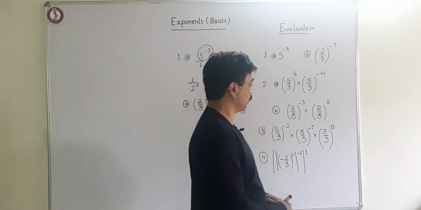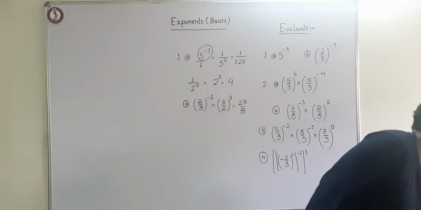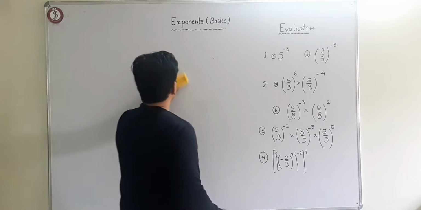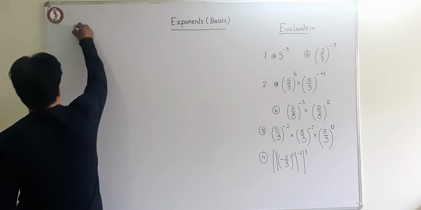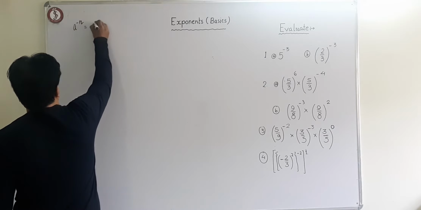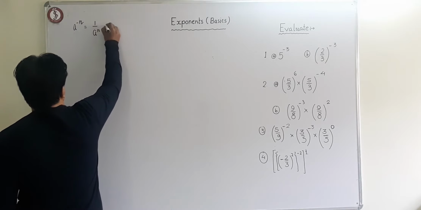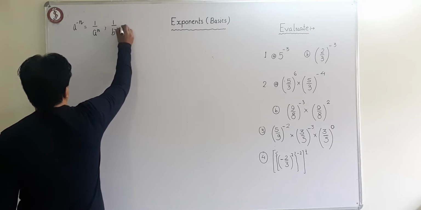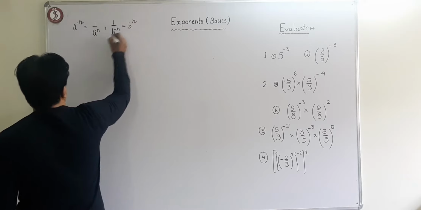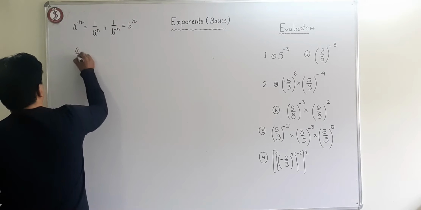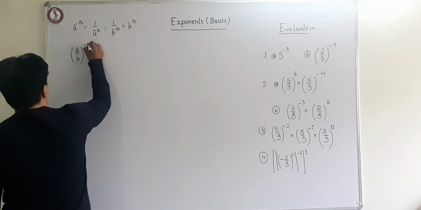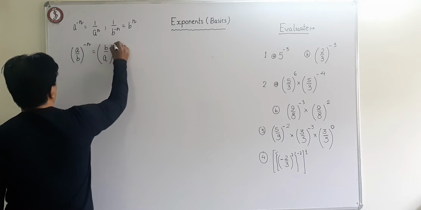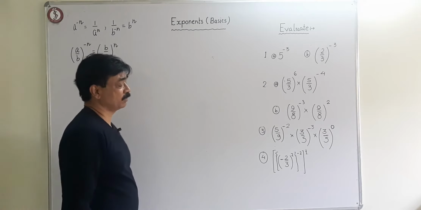So this is the first part. We can write this in the form of a law, or many laws. First law: a to the power minus n is 1 by a to the power n. Second: 1 by b to the power minus n becomes b to the power n. And the third one: a by b to the power minus n becomes b by a to the power n. This rule should be in your head. That's all, just converting the power positive.